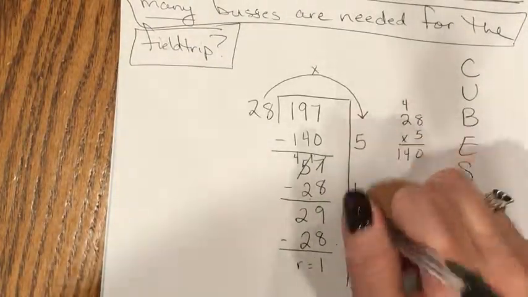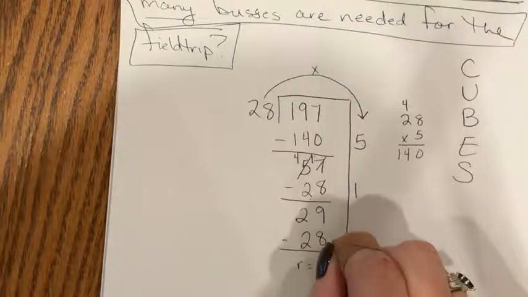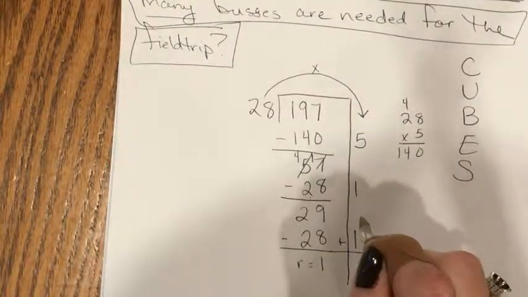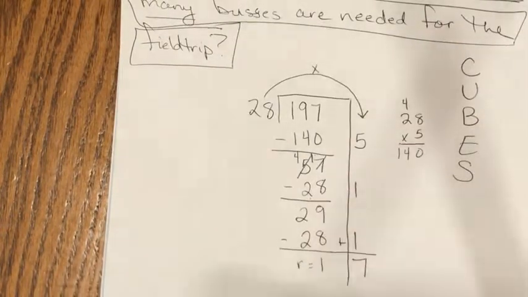And then, what do we do with all these crazy numbers over here? This is where we add. So we're going to add these together. 5 plus 1 is 6, plus 1 is 7. So now we have 7 with a remainder of 1. Okay, fantastic. Woohoo, we're all done, right? Nope, not at all. Here's why.